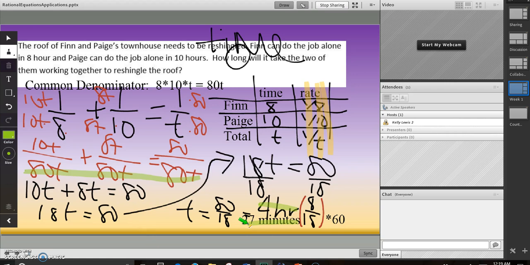So it's not as easy as saying, oh, 8 plus 10 is 18, divided by 2, it's going to take them 9 hours. No, it's 4 hours and 27 minutes, like 4 hours, 30 minutes.